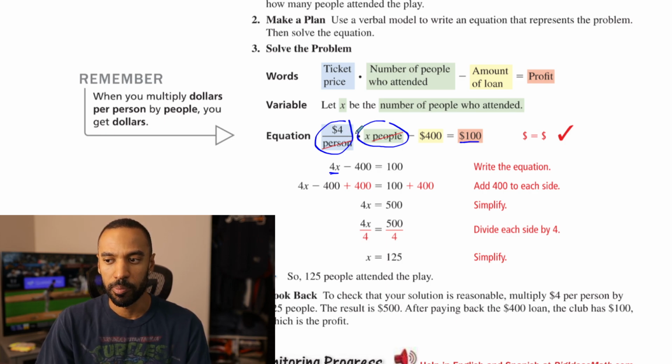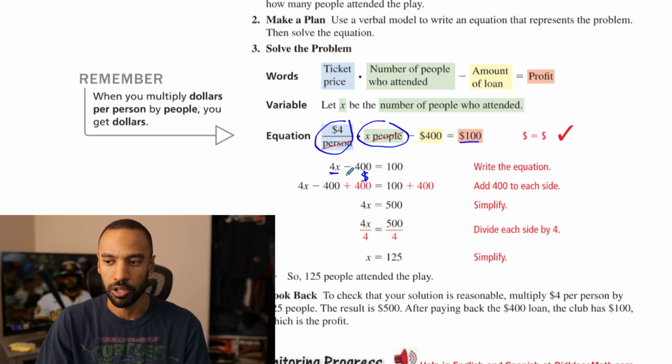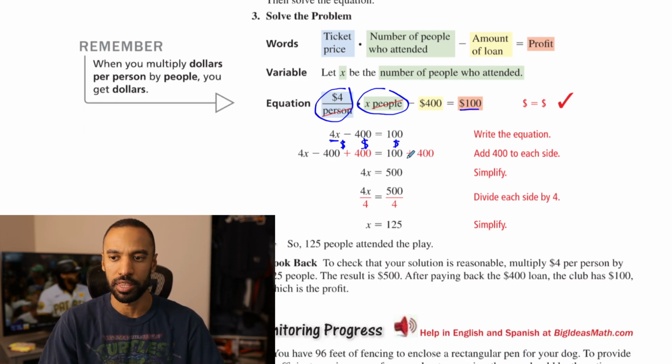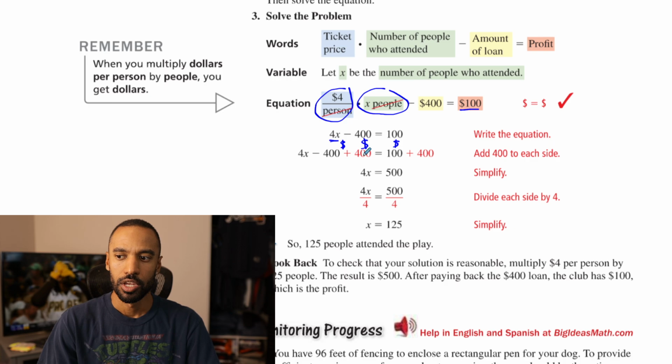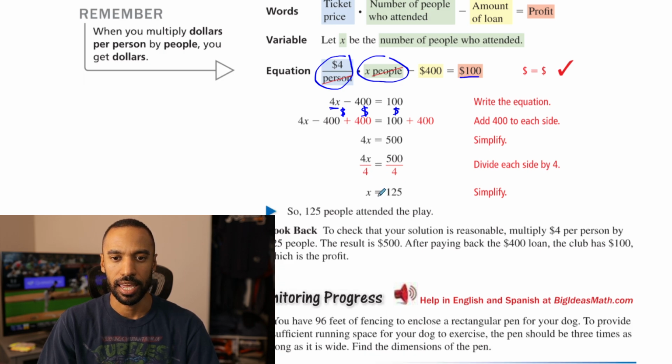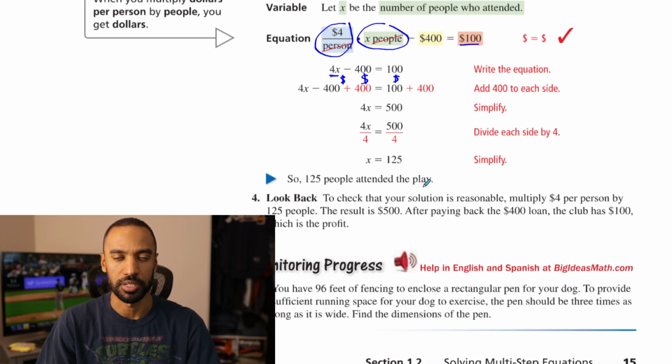Now, $4 per person times X people equals a dollar amount. 400 is a dollar amount. This is dollars minus dollars, and the result is in dollars. So now that we've had that, I think we can agree that that should be the equation to set up and then solve. So what do we do? Add 400 to both sides and divide both sides by 4. We get X equals 125. That's how many people attended the play.